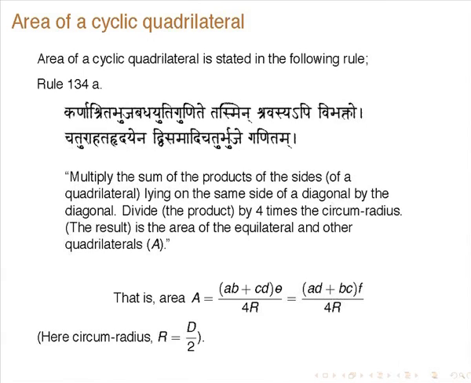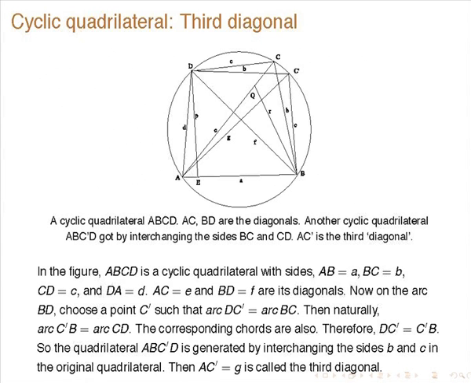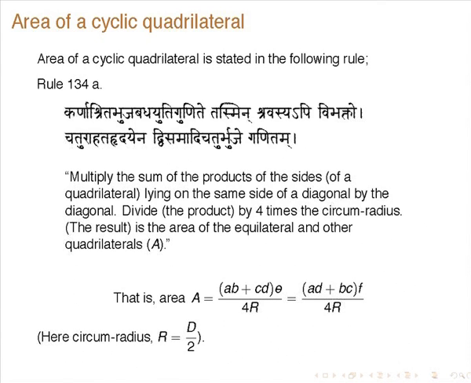Then the area of a cyclic quadrilateral is stated as follows. Multiply the sum of the products of the sides lying on the same side and divide the product by 4 times the circumradius. That is the area of the quadrilateral, he says. So this is the expression for the area. It is very clear, because you can consider it as two triangles, and you know those perpendiculars are there. The half base into altitude, and the altitude itself is given in terms of the two sides and circumdiameter. Did you get the point?